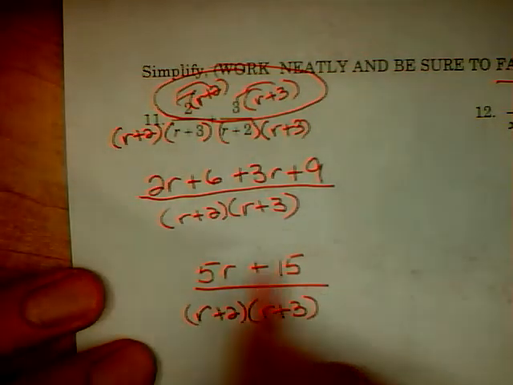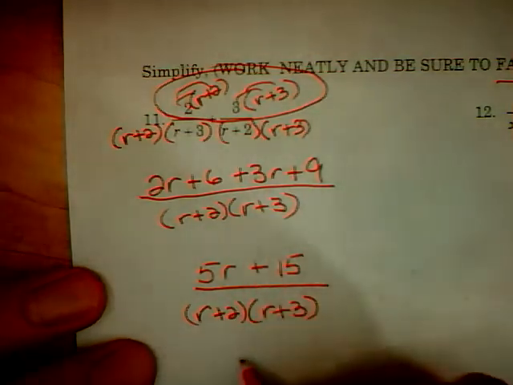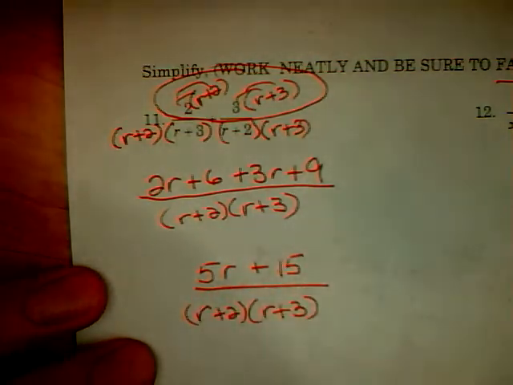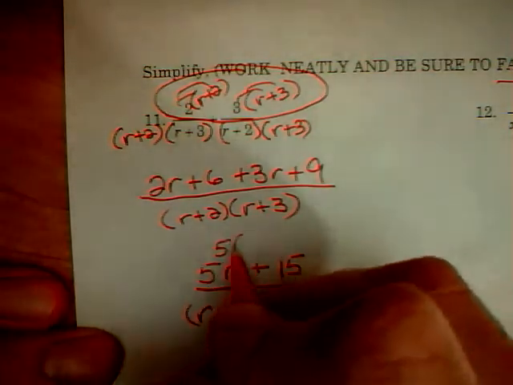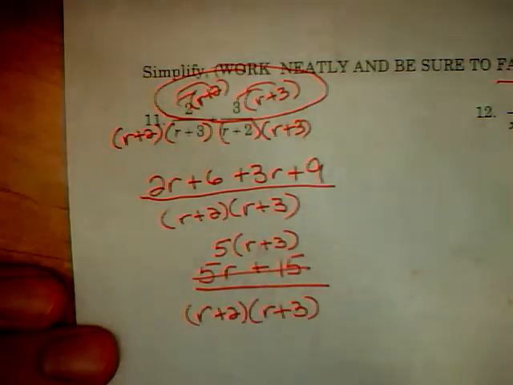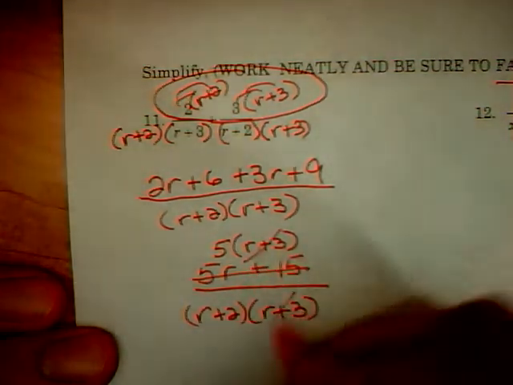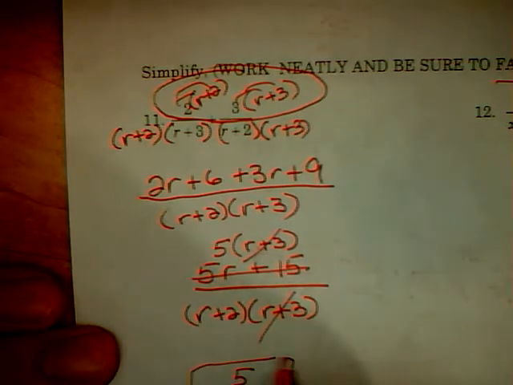Now we would like to factor the numerator if possible to try to reduce this fraction. Is there a common factor? Appears to be a 5. So we could take a 5 out, which would leave you with an r plus 3. And apparently that r plus 3 could then cancel with an r plus 3, which leaves you with 5 over r plus 2 as your final answer.